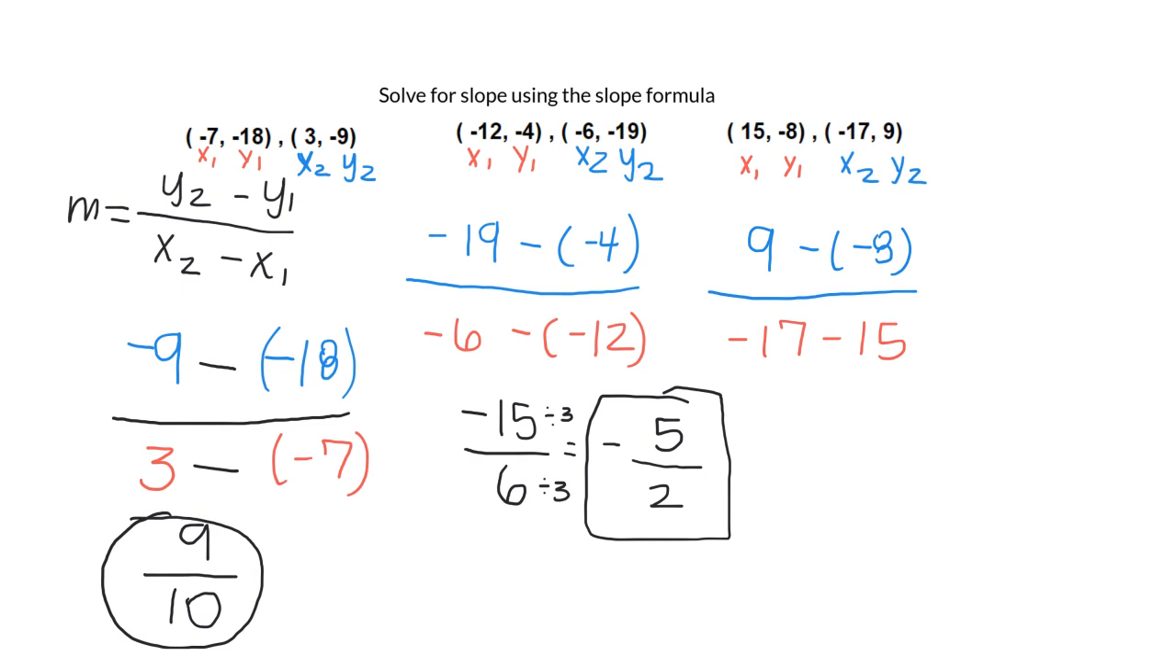9 minus negative 8 actually means 9 plus positive 8, so that's going to give us 17 for the numerator, or the rise, and negative 17 minus 15 actually means negative 17 plus negative 15, and that'll give us negative 32. So my answer for number 3 is negative 17 over 32.